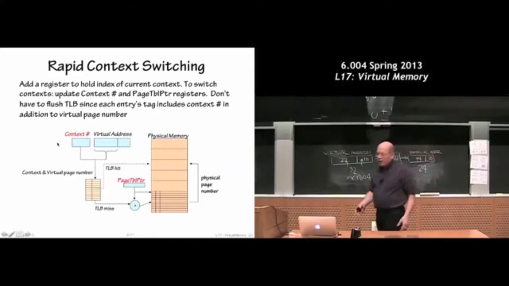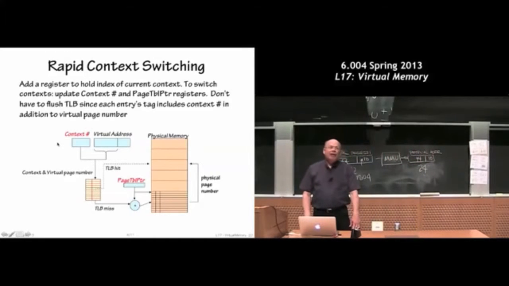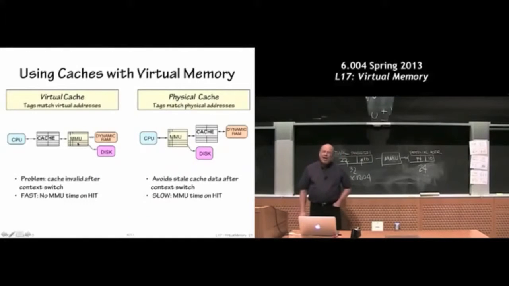Okay, so we might have another 8 bits of context, and we'll just treat that as more virtual page number. So then we wouldn't even have to fix the page table. The page table, of course, would be correspondingly larger, but the translation process would run unchanged. And so we can do rapid context switching simply by changing the magic number in this register and going from there.